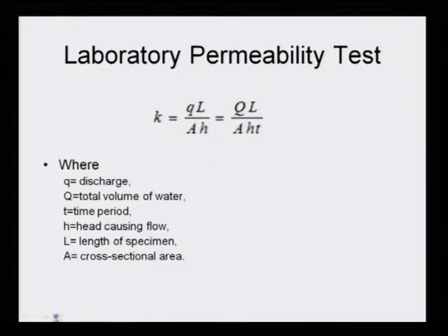Laboratory permeability test, as I said, with your constant head: K = QL/AH. Q is your discharge, L is your length, A is your area of cross section, and H is the head causing the flow. If I make it total Q, it becomes K = Q into L over A into H into T. Q is your total volume of water, T is the time period required under the head causing flow, and L is the length of the soil specimen. As I said, A is your cross sectional area.